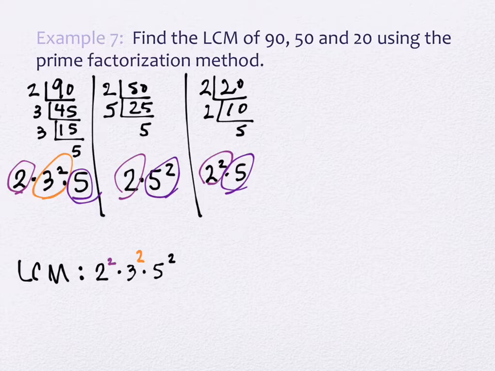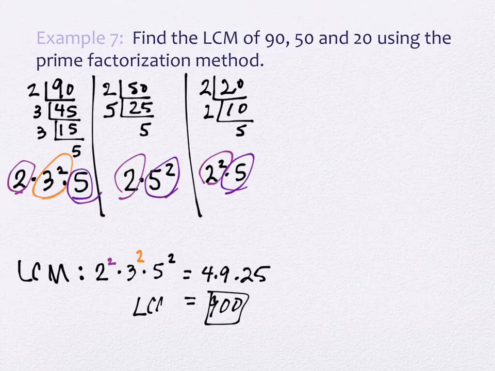And then you're going to do just like you did with greatest common divisor. You're going to multiply it all out. 2 squared is 4, 3 squared is 9, and 5 squared is 25. So what is 4 times 9 times 25? 900. It is 900, that's right. So the least common multiple is 900.